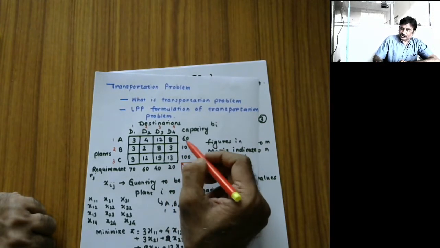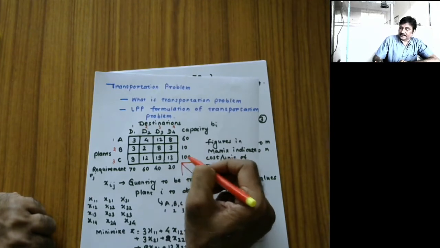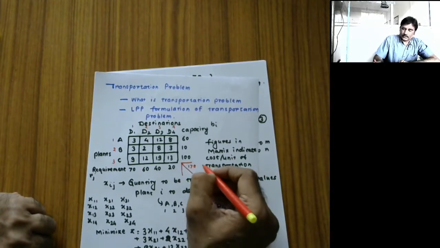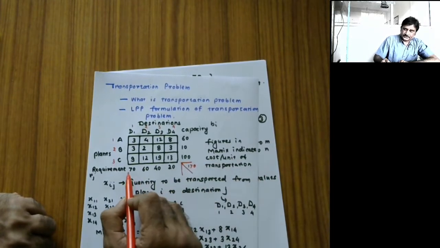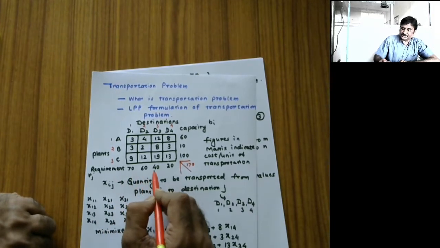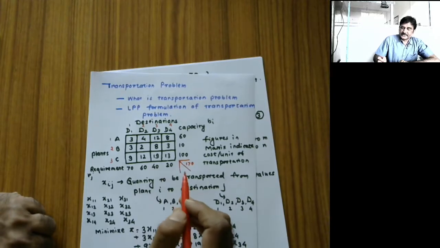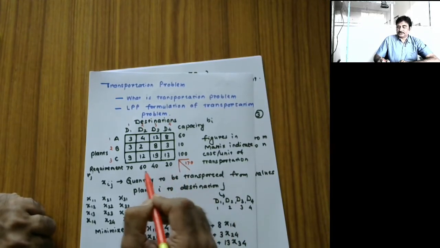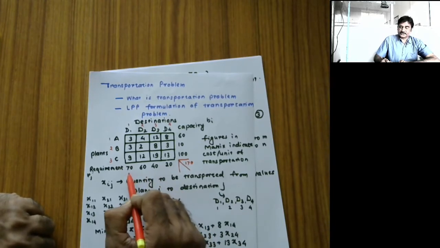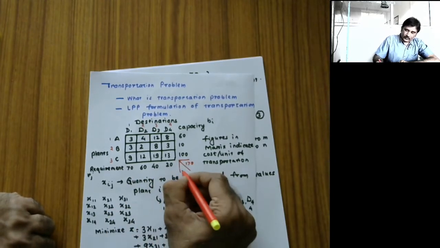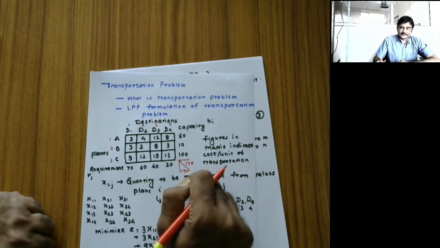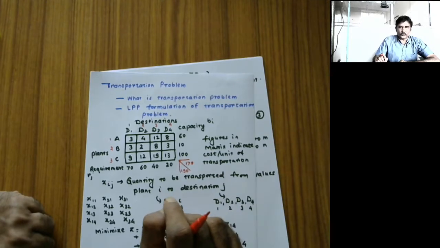Total capacity comes out to be 60 plus 10 plus 100, that is equal to 170. Okay, and the sum of the requirements is 70 plus 60 plus 40 plus 20. 60 plus 40 is 100, 170, 190, 190. Okay, total requirement is 190, but the capacity is 170 only.